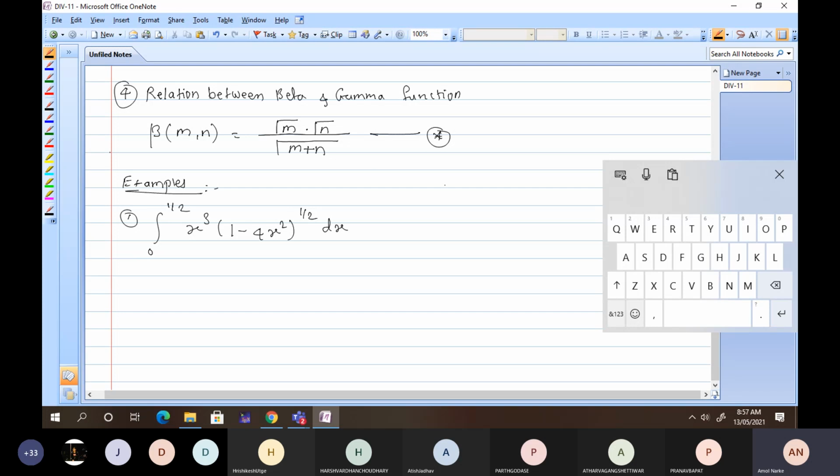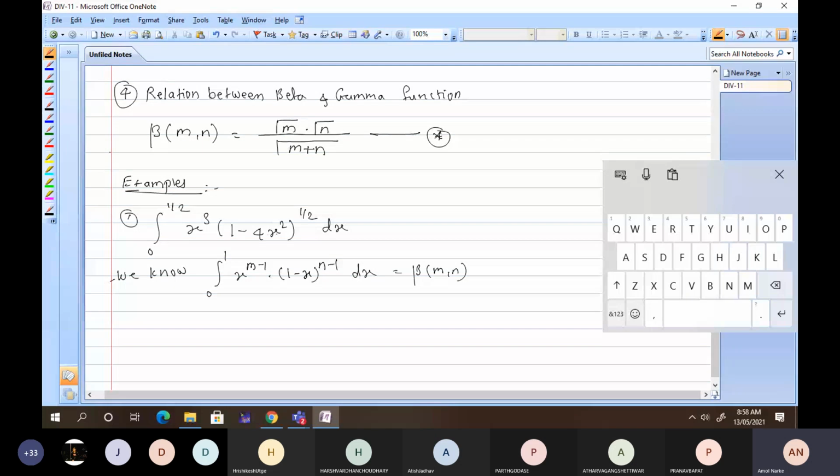Now, in the first definition, we know that the integral from 0 to 1 of x raised to m minus 1 into 1 minus x raised to n minus 1 dx is nothing but beta of m comma n. Am I correct? Yes, sir. So here we have x, no problem, but we have 4x square. Instead of that 4x square, I want only x.